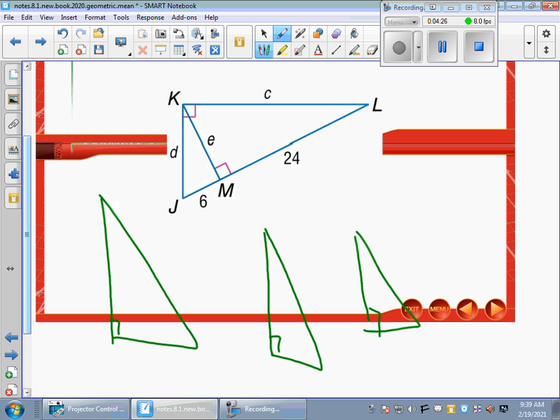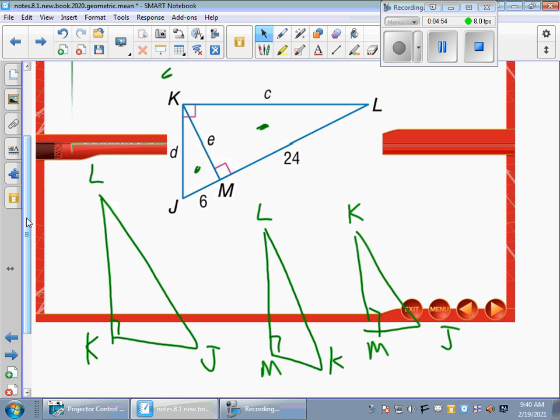So again, I'm starting with the big one. This is my 90-degree angle, that's K. I go up to the top, that's L, and I go over here, that's J. Here's the middle one. So M is the 90-degree. I go up to the L. I go over on the small side to the K. And then here's the little triangle. I have M as my 90. I go up to the K, and I go out to the J.